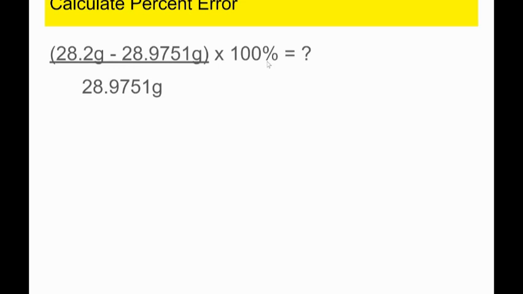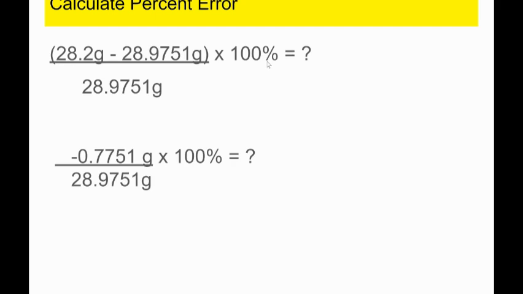So it's super important that the first thing we do is the subtraction step that's in parentheses. That should be done first. So we get a difference of 0.7751, and that's negative because our answer was just under the true answer. We're going to then divide that by the theoretical molar mass of air of 28.9751, and then multiply by 100. And hopefully you got a negative 2.7% air.